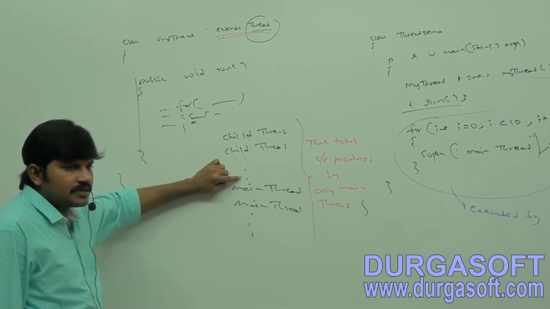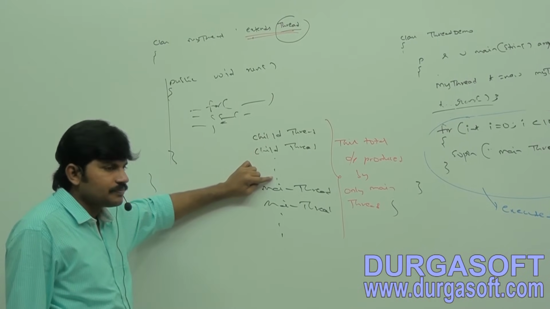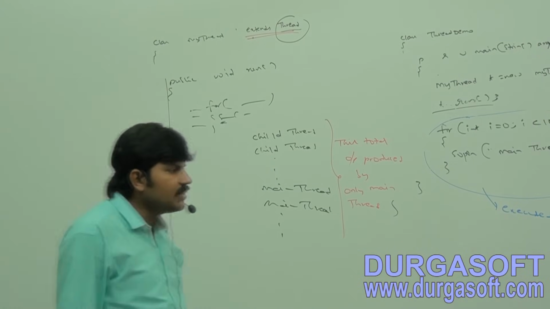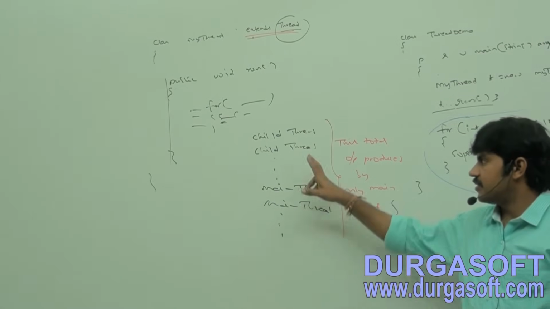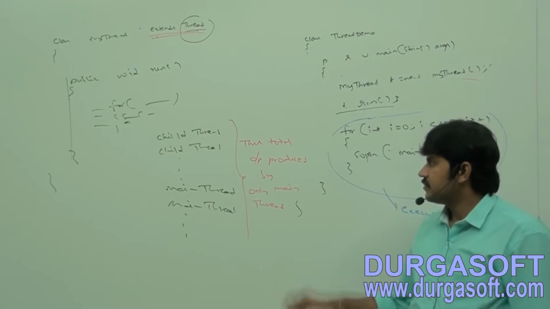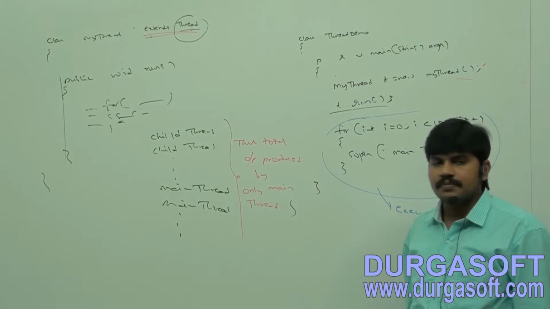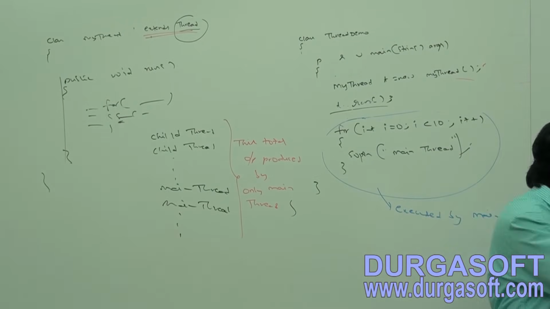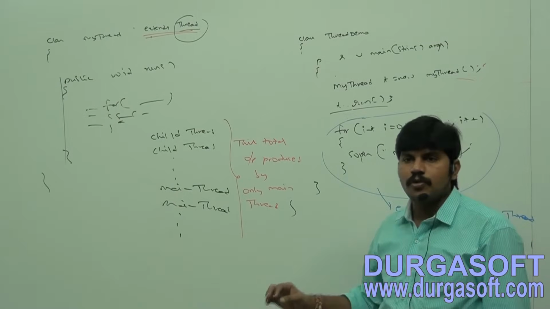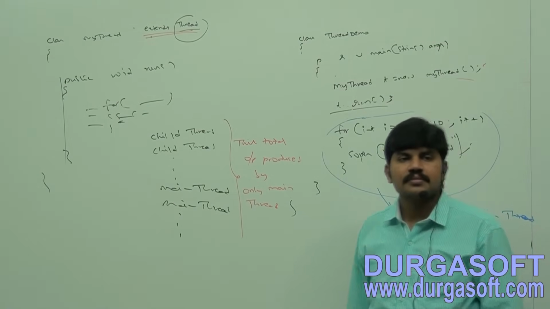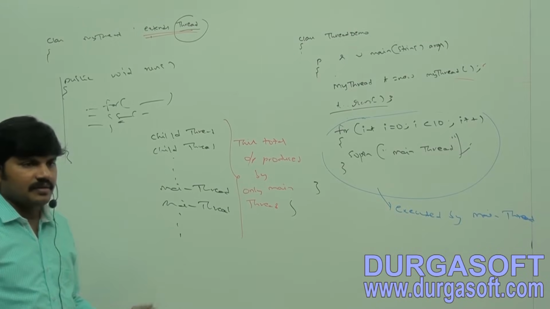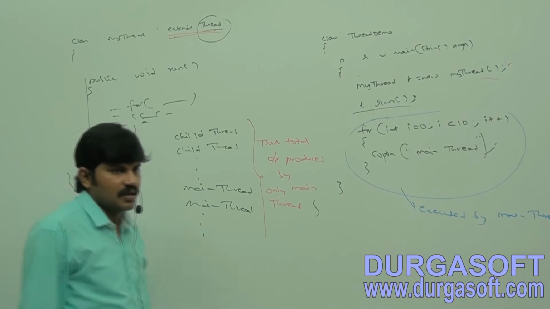Child thread 10 times, followed by main thread 10 times. Now add this total output produced by only the main thread. That's all. Are you getting?